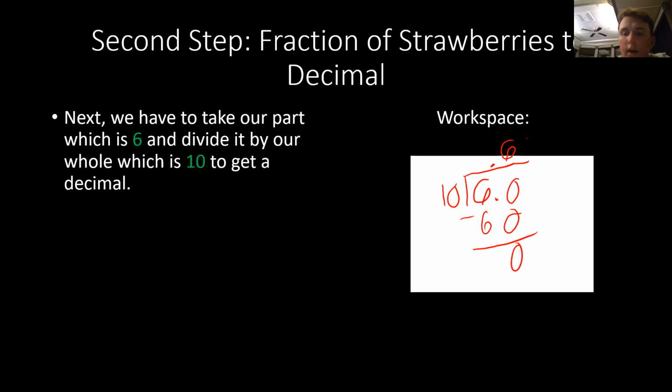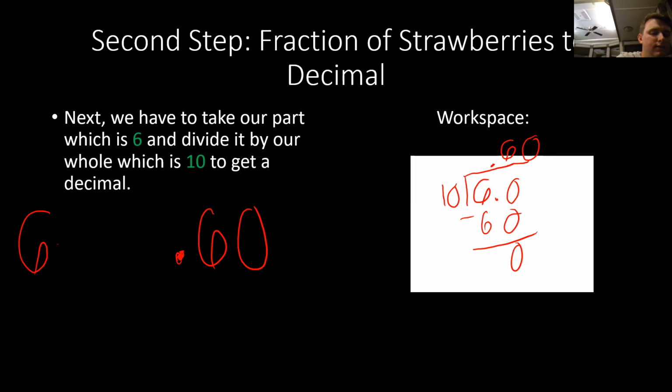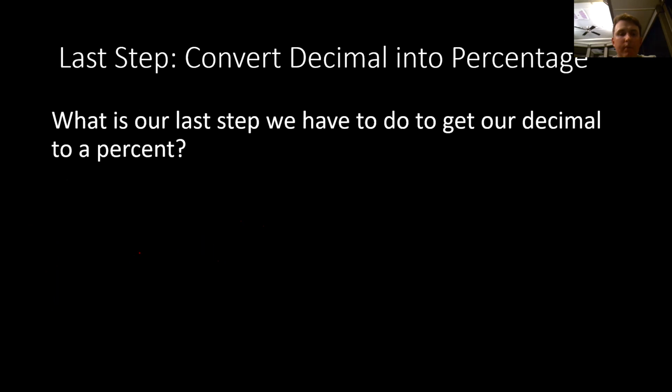We have to move our decimal up, so 60. So left with that, we can add our 0 here. So our decimal will be decimal point 60. That's our decimal for strawberries because that is our fraction 6 over 10 equals 0.60 as our decimal. Please take this information down in your notes and pause the video to do so.